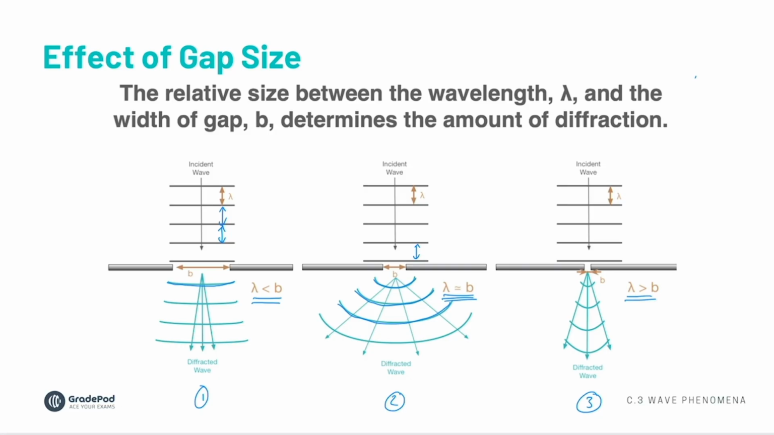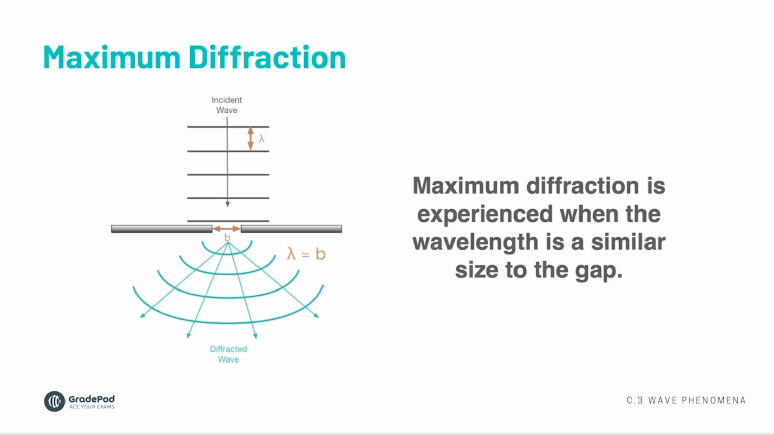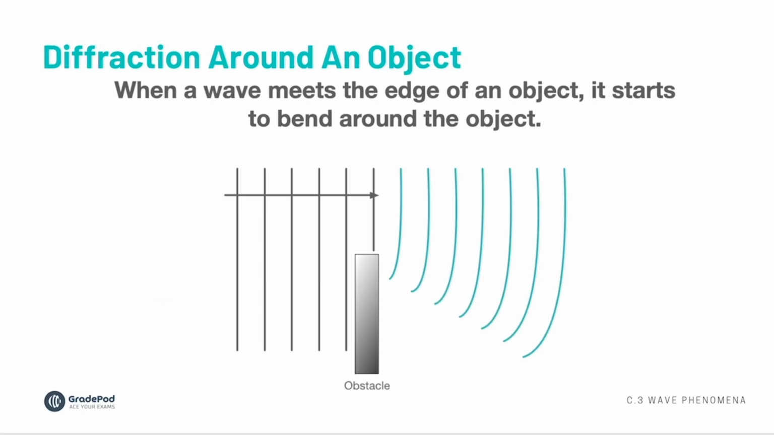That's situation 3. We still get the curved wavefronts, but the wave doesn't spread out as far on these sides here. So we still get the curved wavefronts, but it doesn't spread out as far. As we found in situation 2 in the previous slide, maximum diffraction is experienced when the wavelength is a similar size to the gap.